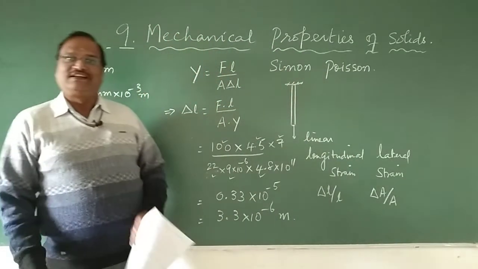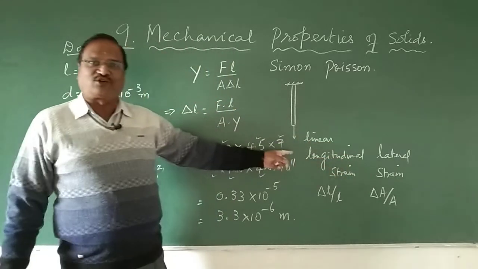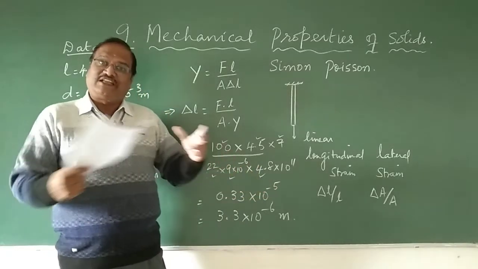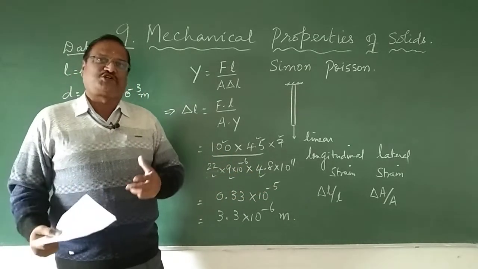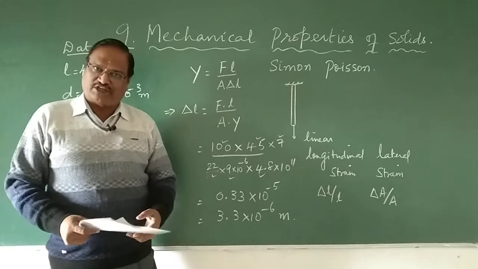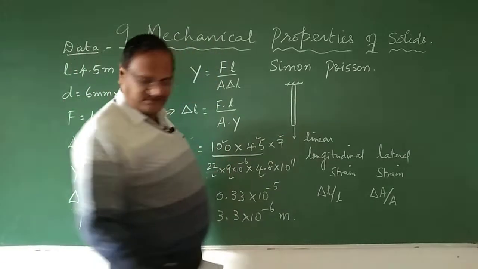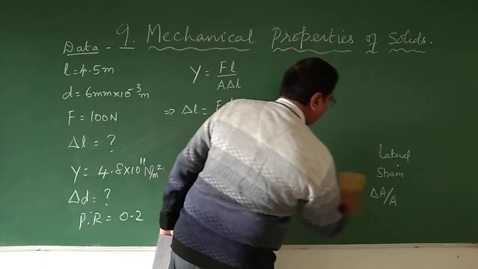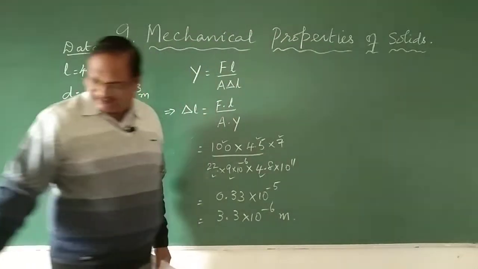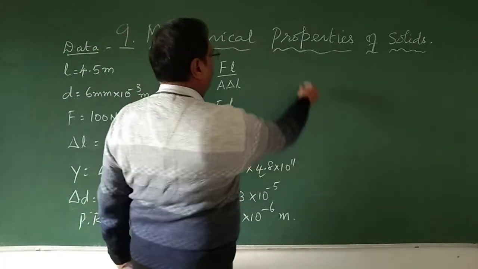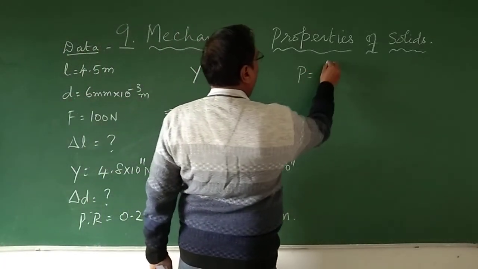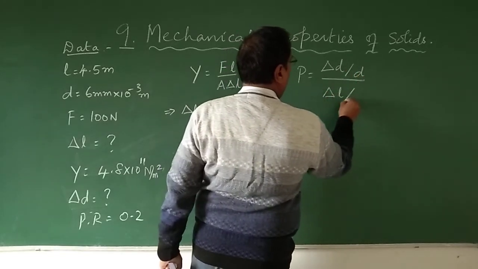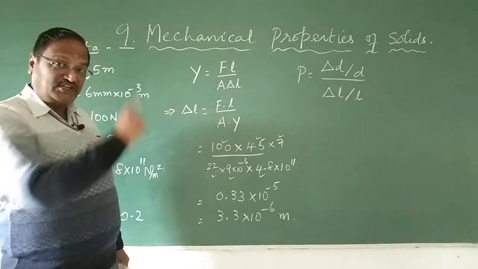Poisson said that the lateral strain is proportional to longitudinal strain. So both of the strains are going to change, and the changes will be proportional to each other, and that is given by Poisson's ratio. Simply put, Poisson's ratio is, longitudinal and lateral, sideways, equal to change in diameter upon original diameter, upon change in length upon original length. Change in diameter, why?